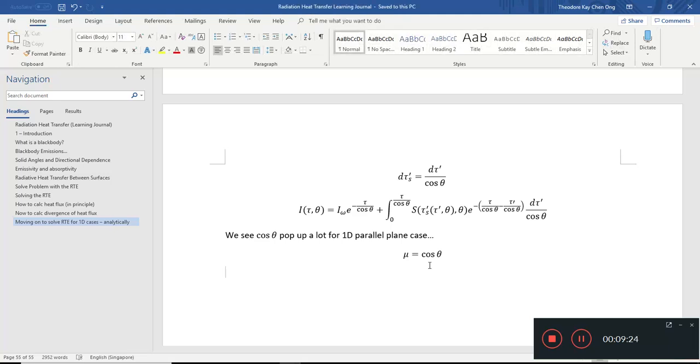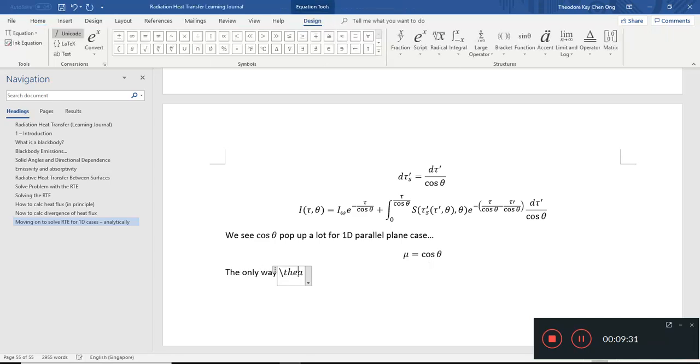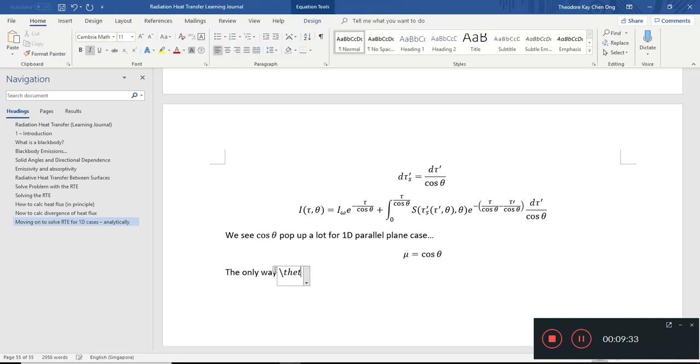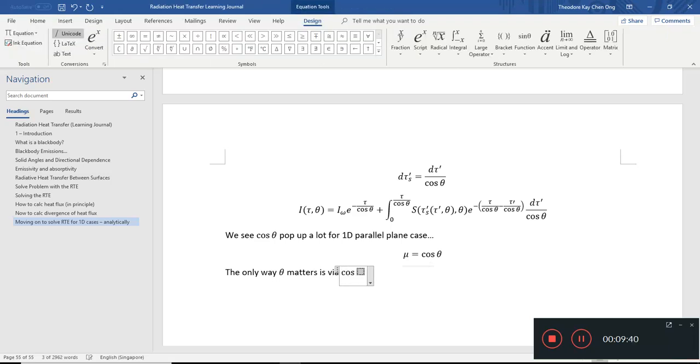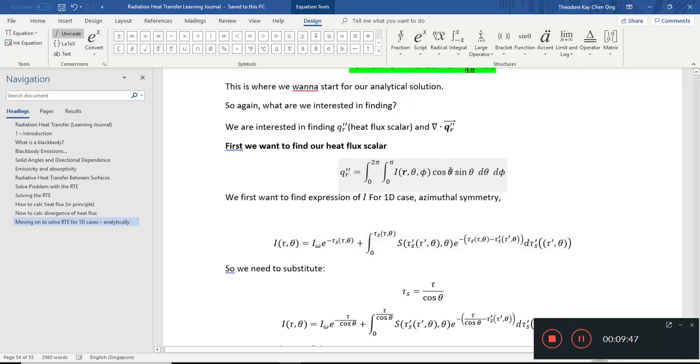And basically the only way theta really matters is via cosine theta, right? Because we don't see the sine of theta coming anywhere else except in here, in the sine theta case. But you see, when we have sine theta there, it's just the derivative of cosine theta.